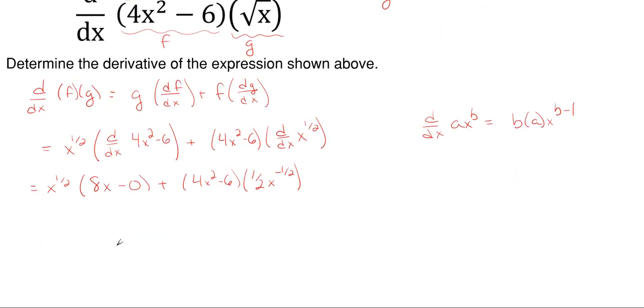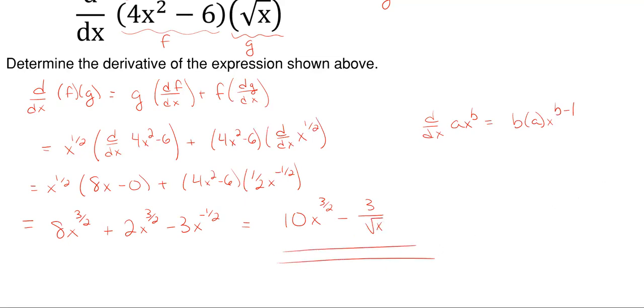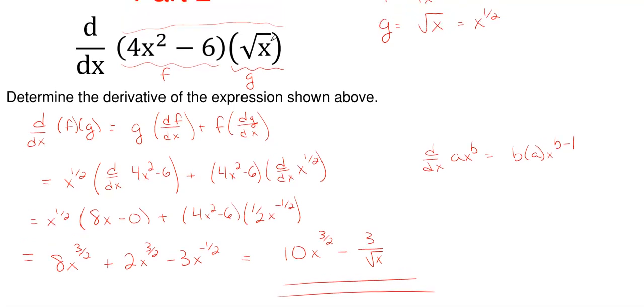And then we just use algebra here. Pretty much all the calculus is done and finished. So we would have 8 times x to the 3/2 power for our first portion here, plus 2x to the 3/2 power minus 3x to the minus 1/2 power. And then this would all be simplified down even further to 10x to the 3/2 power minus 3 over the square root of x. And that would be our final answer for the derivative of the original expression up here.